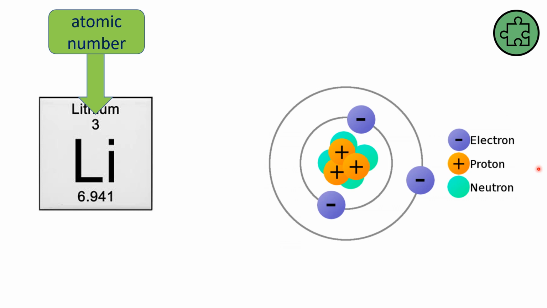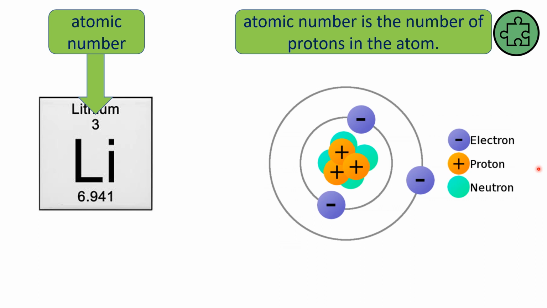Now you need to know what the atomic number actually means. What does it tell you? The atomic number is the number of protons in the atom. Write it down. Atomic number is the number of protons in the atom. And if I look at the diagram there, in this example, the protons are the orange positives. I can see 1, 2, 3, and that is the same as the smaller number, 3 protons.